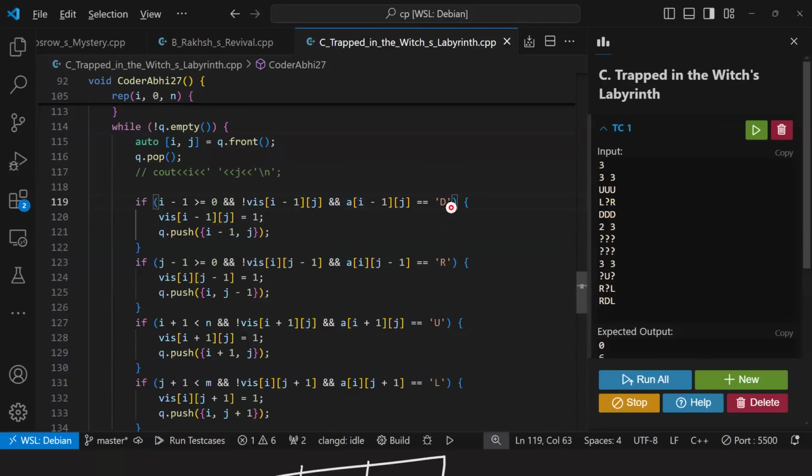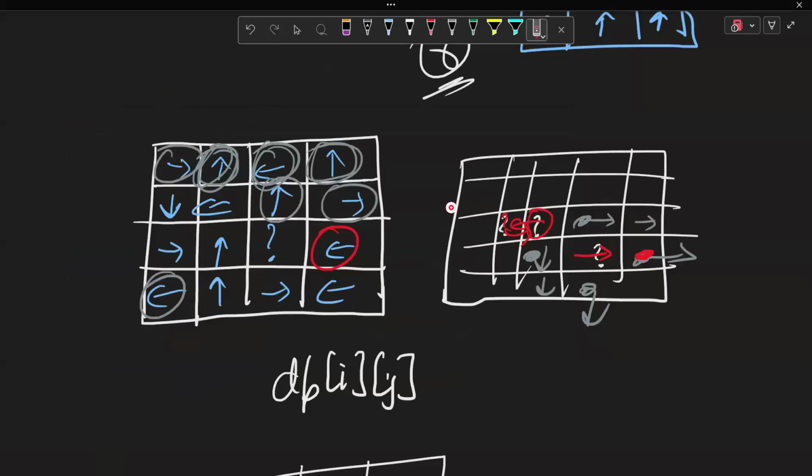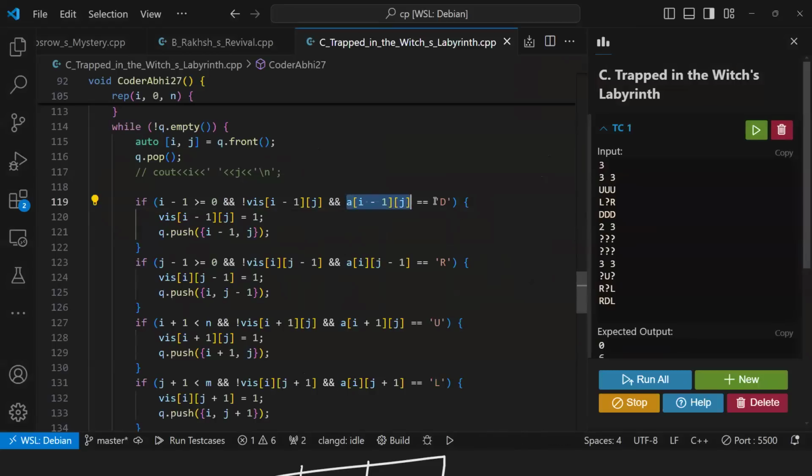Okay, i minus 1 was just the cell above it, not below. So if this is i, j, this is the ith coordinate, i minus 1, j is the cell just above it. So if I'm at this cell, the i minus 1 cell is the cell just above it. So A of i minus 1, j should be pointing down in order to push it into my queue. If it is, then we push i minus 1, j into our queue and mark it as visited.